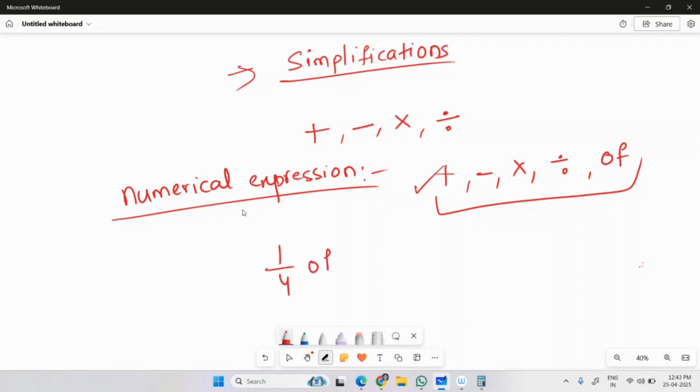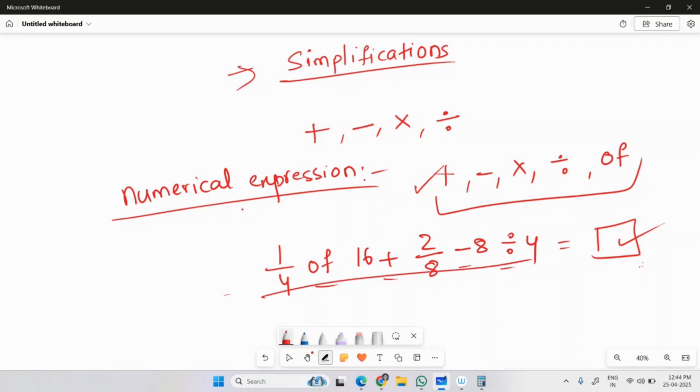1/4 of 16 plus 2/8 minus 8 divided by 4. Here the numbers are connected with multiple symbols. After performing the operations involved in this expression, we get an answer. The process of performing fundamental operations and obtaining a value for the expression is called simplification of a numerical expression.